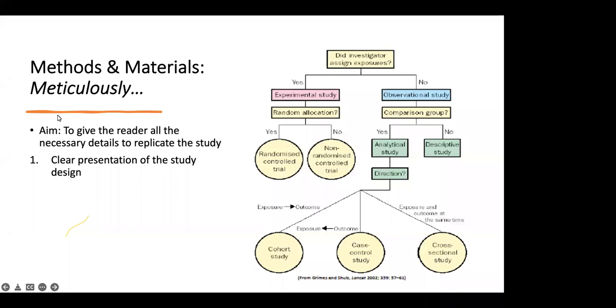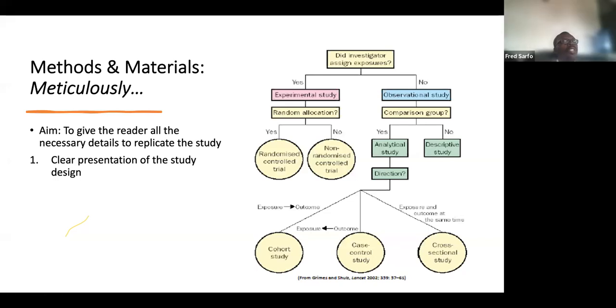We said earlier that methodology and materials have to be meticulously done, and the researcher should provide all the necessary information in order for the study to be replicable. My question is, can I take someone's study and decide to replicate it exactly as they've done? And if so, will it be considered as research? Yes, the short answer is yes.